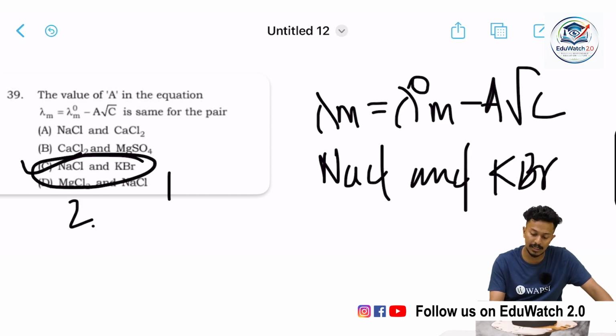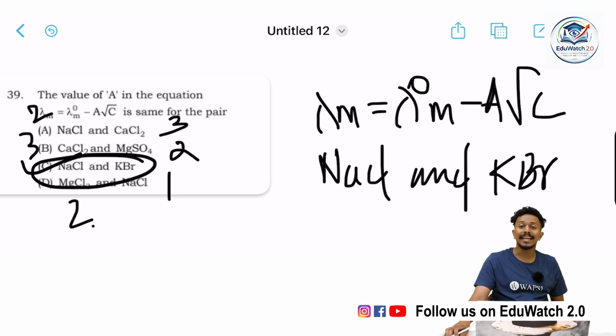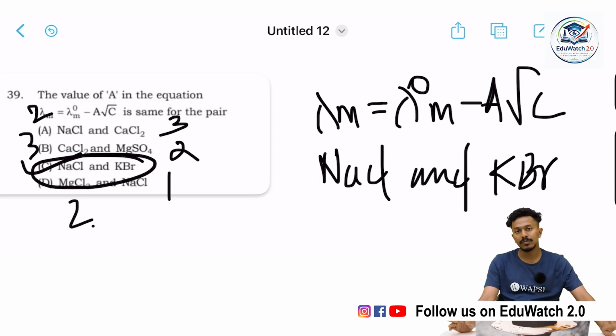This is the correct one. CaCl2 produces 3 ions and NaCl produces 2. So the correct option for this question would be NaCl and potassium bromide, which produce an equal number of ions, and so the constant value A for both is the same.